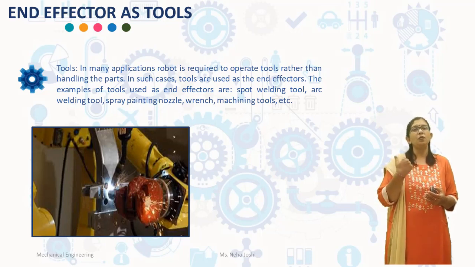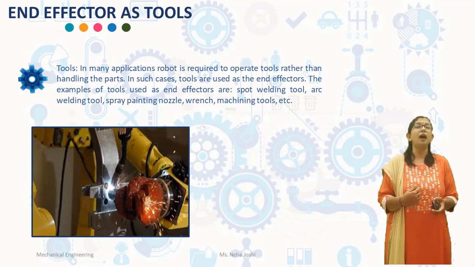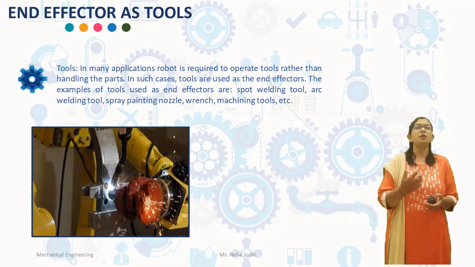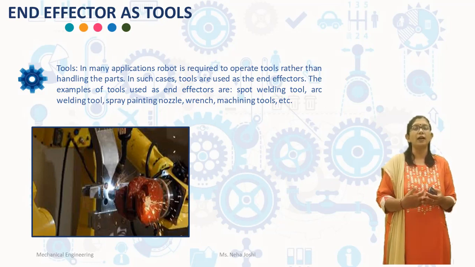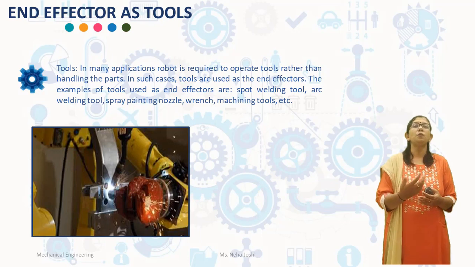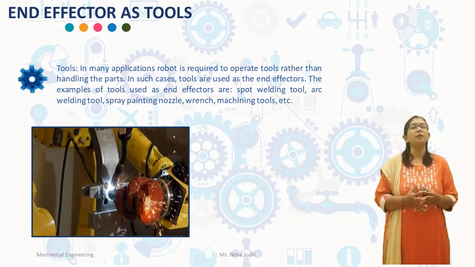Here in this diagram you can see end effector as an arc welding. In each case, the robot must not only control the relative position of the tool with respect to the work as a function of time. It must also control the operation of the tool. For this purpose, the robot must be able to transmit control signal to the tool for starting, stopping, and otherwise regulating its action.